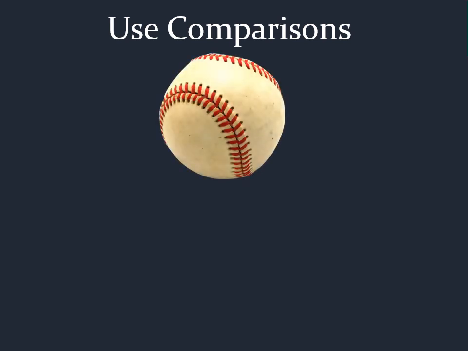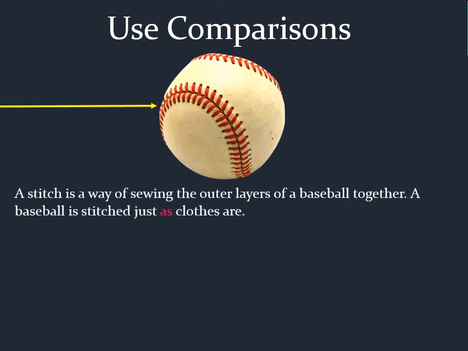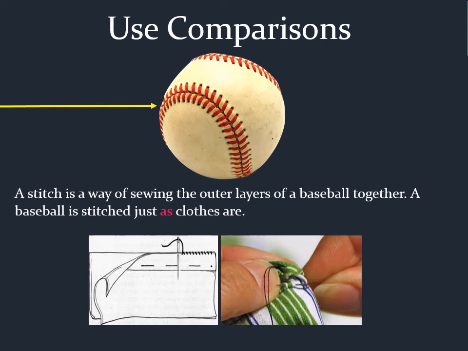Okay, and there was also this example yesterday of a baseball stitch. A stitch is a way of sewing the outer layers of a baseball together. A baseball is stitched just as clothes are. Okay? Now, yesterday, we didn't have this part. A baseball is stitched just as clothes are. But you know what? It makes it much easier to understand the word stitch, which is lingo, which is an expert word.